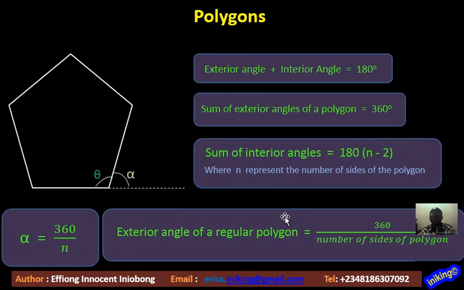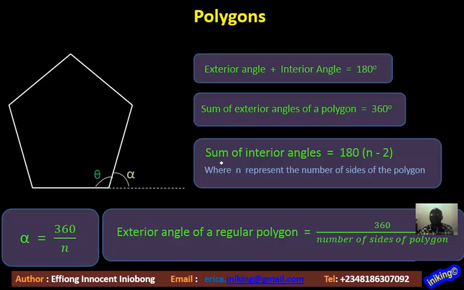So far, let's take our overall summary. So far, we have seen, again, exterior angle plus interior angle add up to give us 180. Don't forget, sum of exterior angles of a polygon gives us 360 degrees. To obtain the sum of the interior angles, we use the formula 180 times (n minus 2), where n represents the number of sides of the polygon. And then we have said that the exterior angle is simply 360 degrees divided by number of sides of the polygon.